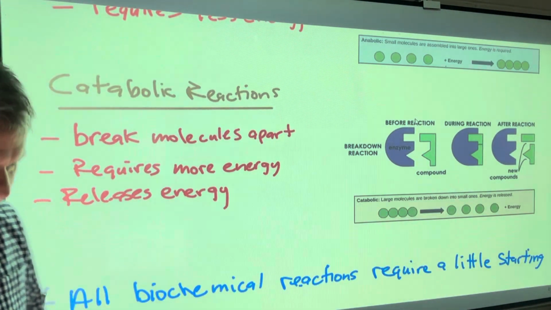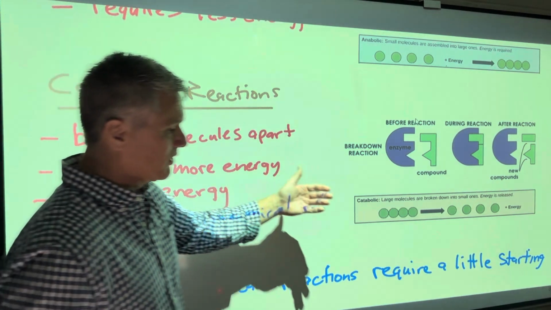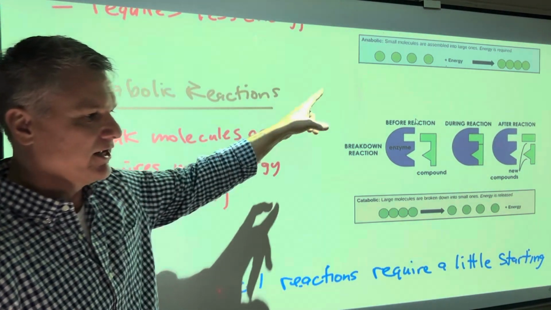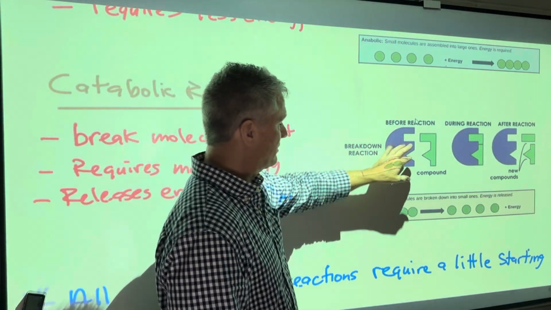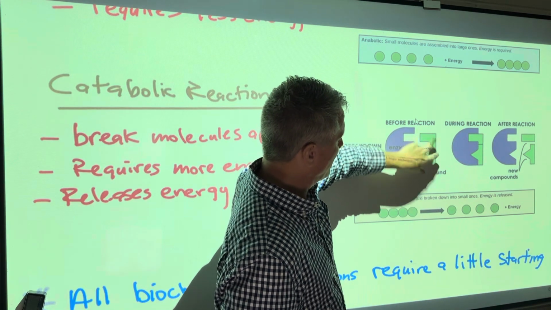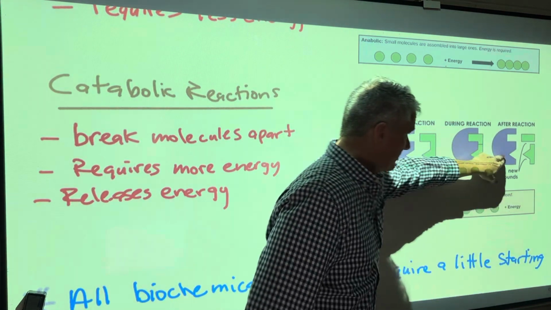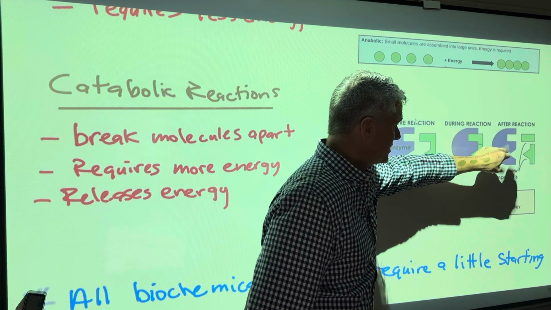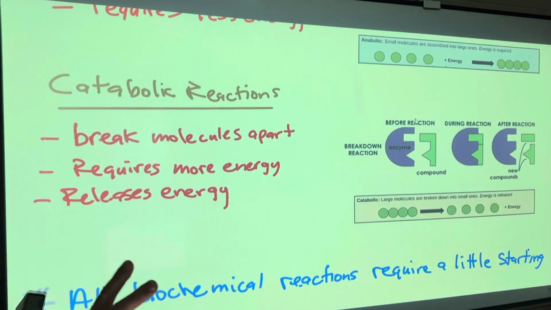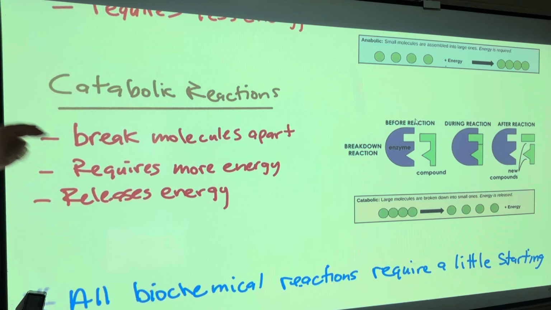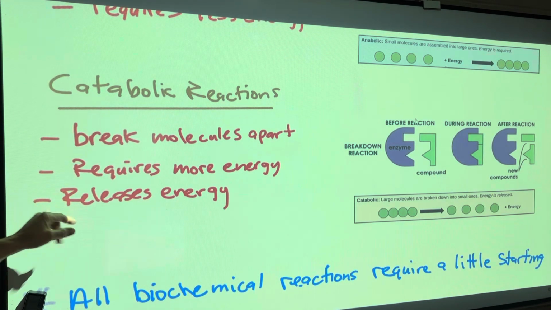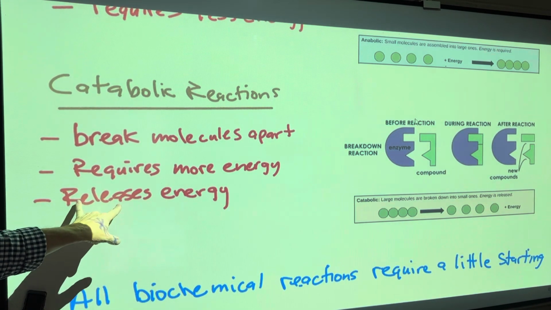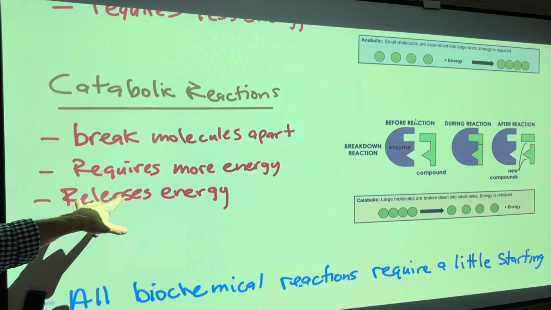Catabolic reactions are just the opposite. Like we talked about up here with the catalase and the H2O2, the hydrogen peroxide, that is going to be a catabolic reaction, because the enzyme catalase is going to take hydrogen peroxide and needs a little more energy to do it, but once it gets that energy, it's going to break it apart, and then you're going to have two new compounds. So think about catabolic as just the opposite of anabolic. Instead of building up, you're breaking it down. It's breaking molecules apart. It requires a little more energy to do that, but it also helps release some energy. And we'll talk about that a little bit later.